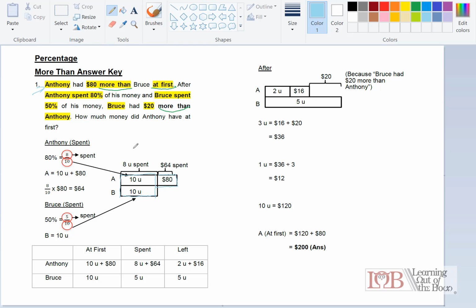Okay, so now Anthony spends 80% of his money. So what is 8 out of 10 or 80 out of 100? The simplest units that we can use is 8 out of 10. Probably you don't want to use 4 out of 5, even though you know that the simplest form of 80 over 100 is 4 out of 5.